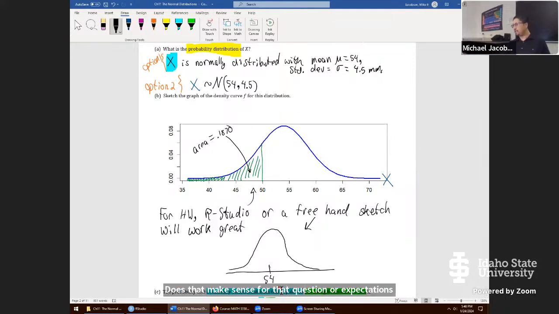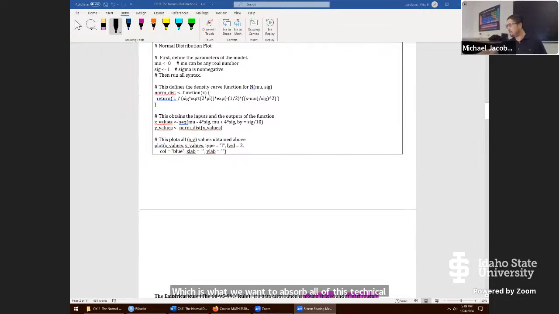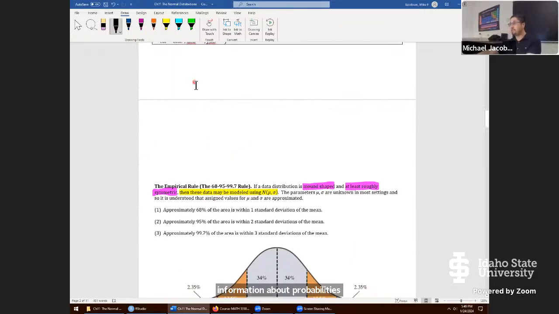Okay, so really all we're doing in the homework is drawing it so we have a mental picture. And if you really want to get a good mental picture, the more you draw things out, write things out with your hand, the more it just sort of seeps into your brain, which is what we want, to absorb all of this technical information about probabilities. Any other questions at the moment?